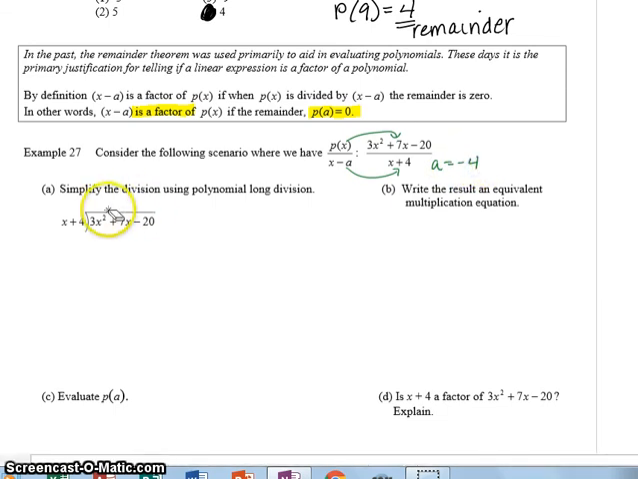All right, simplify the division using polynomial long division. All right, so you guys should be really good at this by now. So x to change to 3x squared would be a 3x. 3x times x, 3x squared. 3x times this 4, positive 12x. Put it in parentheses, subtract, change your signs. So this is really negative 3x squared, negative 12x.